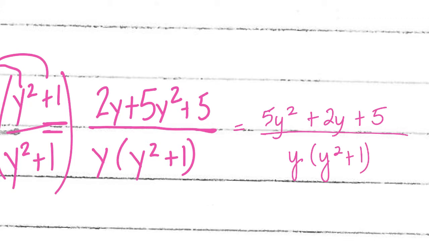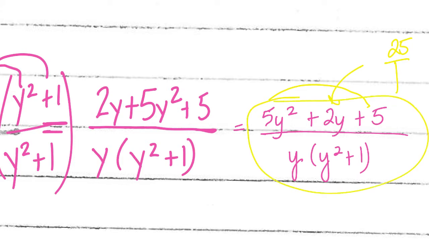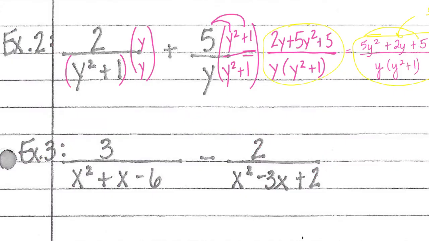But let's go ahead and check this. If I take first times last, I get 25. Are there any factors of 25 that add up to be 2? No. So I know that this is just my answer. If you showed it like this, that would be fine as well. All right, moving on to example 3.